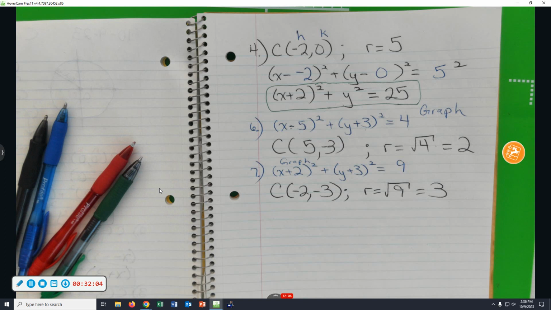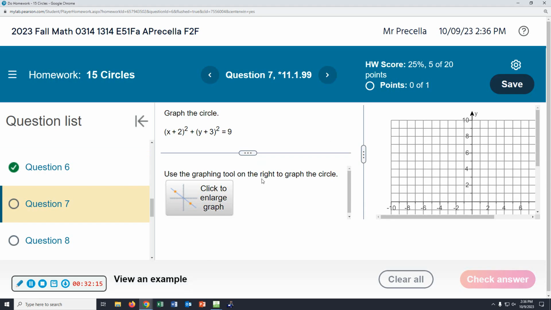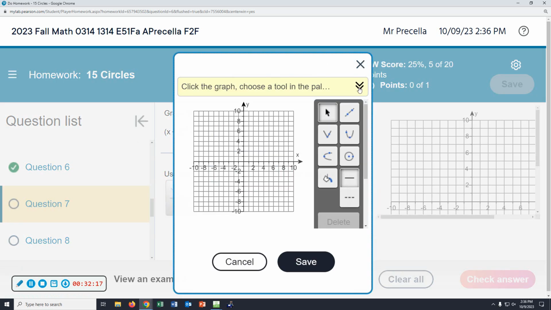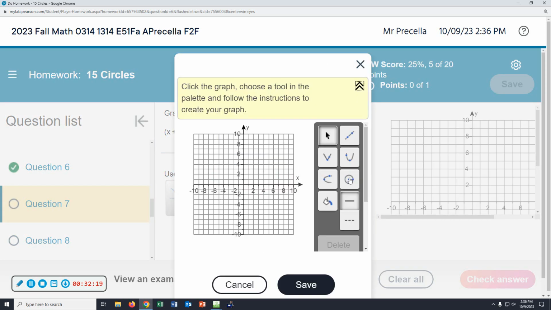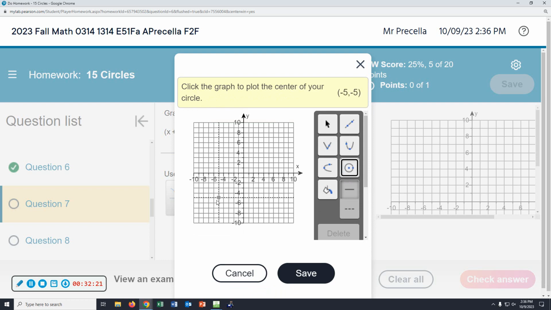As long as the equation is written in center radius form, it's easy to determine the center and radius. So we come over here, click, choose the circle tool, and the center is -2, -3. Is that what I want? And the radius was 3.